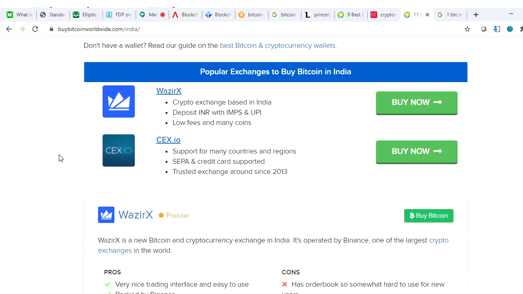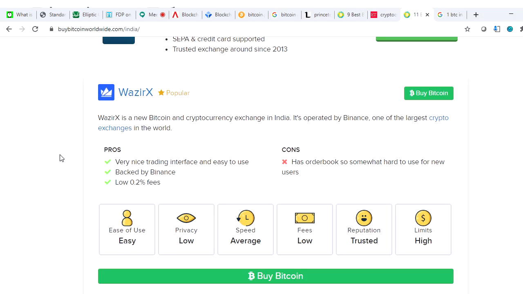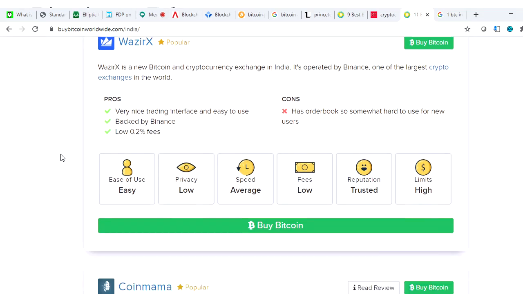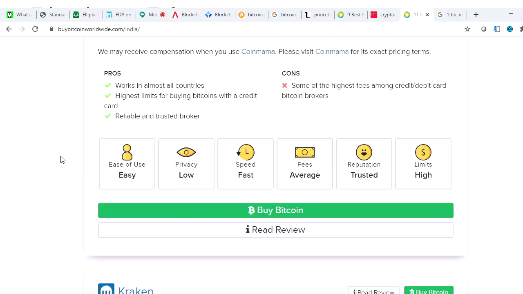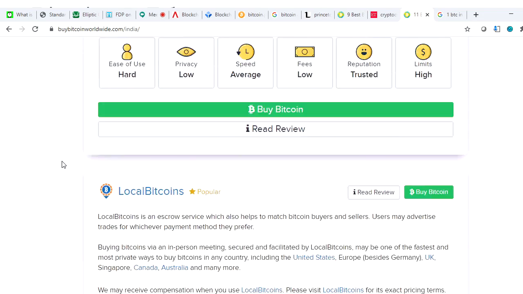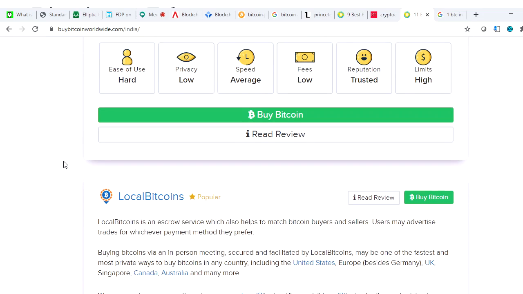There are some popular Bitcoin exchanges available in India. You can go to WazirX and CoinMom, something is there here. Like this, so many other exchanges are there. It is just like the foreign currency exchange centers. There are some Bitcoin exchange centers. You can go to these exchange centers, create an account, and you may start doing this.